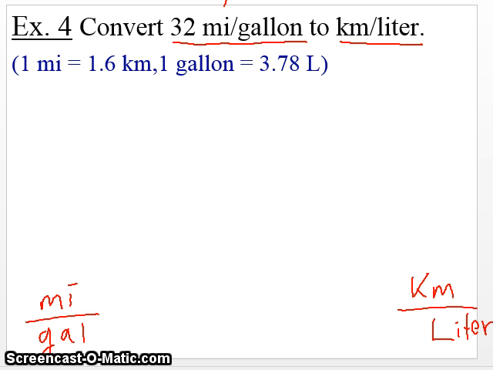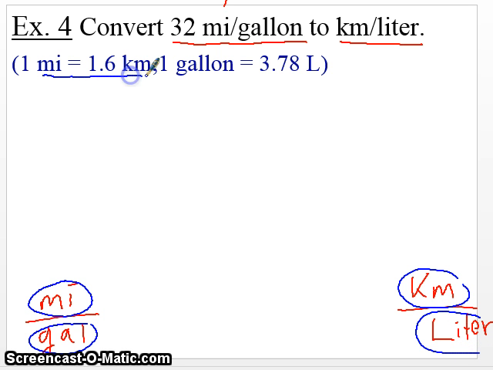Okay, so we're working backwards here. Exactly right. What we want to do is convert miles to kilometers. That will take a conversion factor. And then we want to convert gallons to liters. That will also take a conversion factor. And notice we're given both of these conversion factors. Oh yep, that makes it easier.